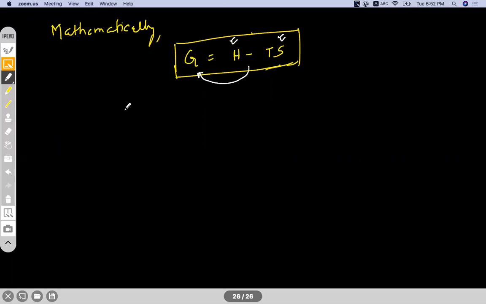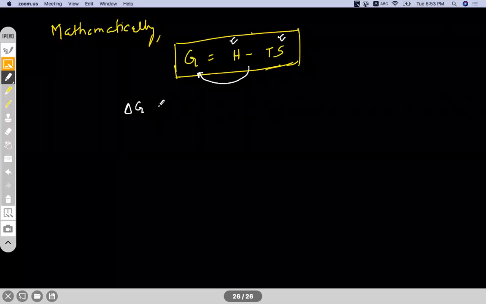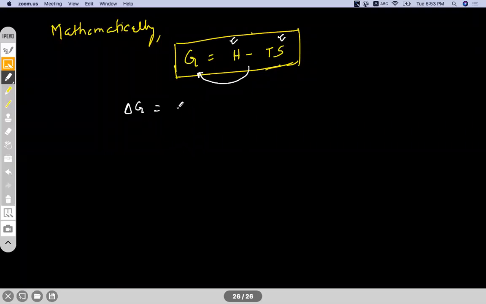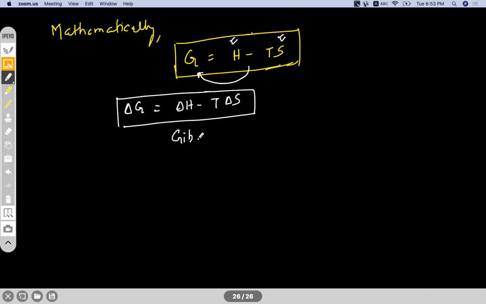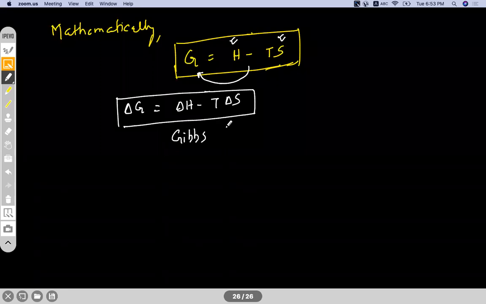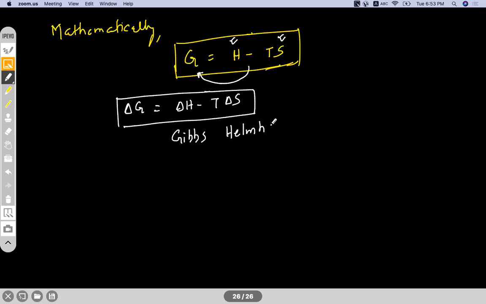So delta G, the change in Gibbs free energy, we can write as delta H minus T delta S at a given temperature. This equation we call the Gibbs-Helmholtz equation. Copy this down.